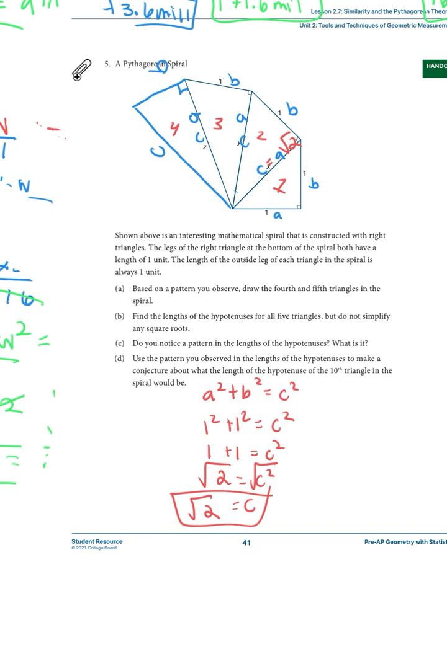Do you notice a pattern in the lengths of the hypotenuse? Whenever you find the hypotenuse for all of these, you're going to notice something, and I want you to answer this question. Use the pattern you observe in the lengths of the hypotenuse to make a conjecture. Remember that a conjecture is a prediction that something can be true or false, and then you have to prove why it's true or false. Make a conjecture about what the length of the hypotenuse for the 10th triangle in the spiral would be. So what do you think? You don't have to give me a formal proof, but I want you to go into detail about, based on the pattern that you saw, what's going to be the hypotenuse of the 10th triangle.